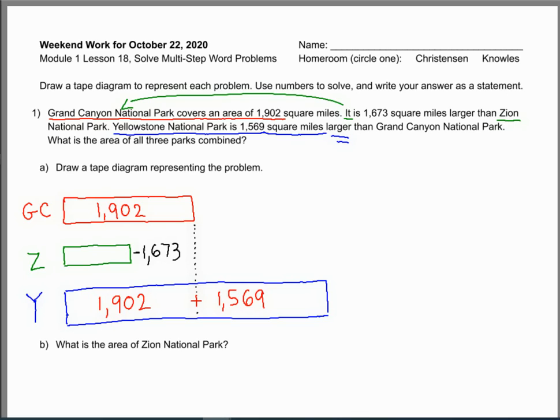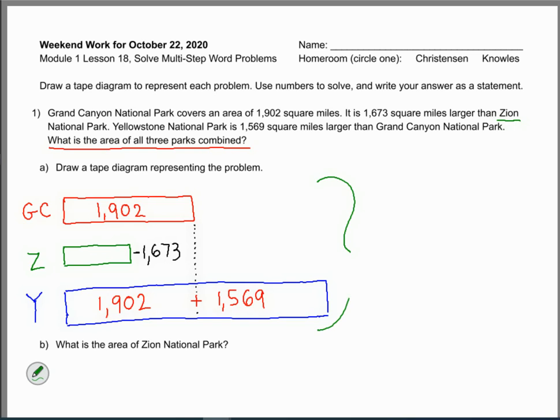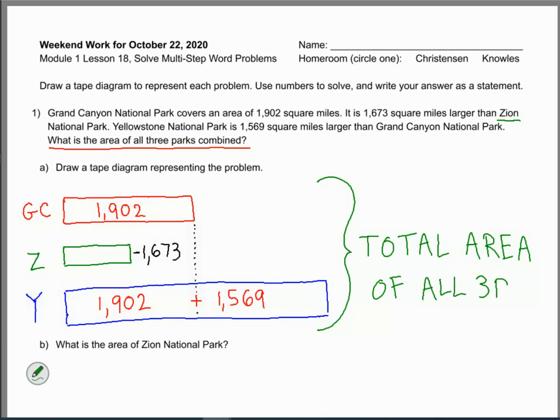Now look at what the question's asking. I'm going to erase all these things. The question's asking us, what is the area of all three parks combined? Well, we've got a couple of steps before we can solve that, but basically our final answer is going to be the total area of these three parks. So the total area of all three parks. Okay.